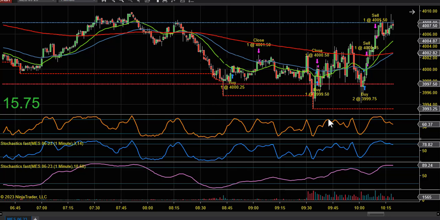Don't buy on an overbought stochastic. Don't short on an oversold stochastic. Go short when your stochastics are overbought and you're starting to rotate back down. You have all this momentum. Go long when you're oversold. All right? And again, look at this. We took that right up here.